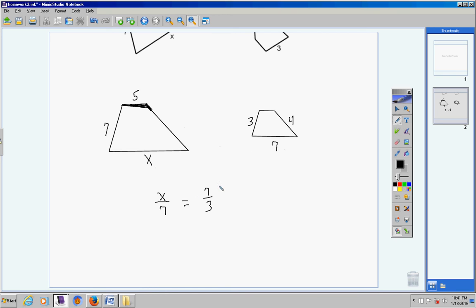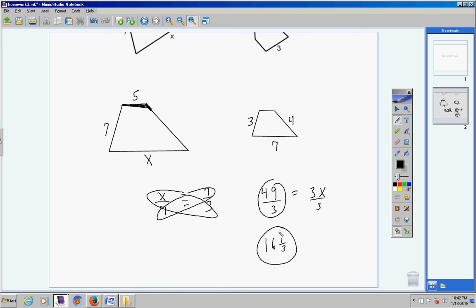Now solve. We just did 2 of these guys. Your 2 fractions are what? Equal. So cross multiply 7 times 7, 49. X times 3, 3x. Now divide both sides by 3, and you will get 16 1/3, or 49 over 3, or 16.3 repeating. Any of those answers are fine.